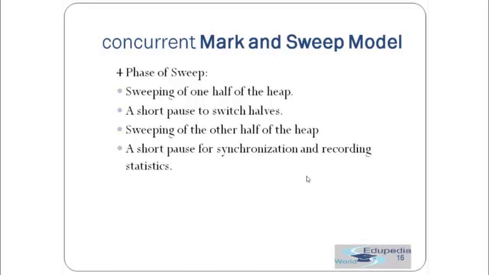Now let's see the four phases of sweeping. The four phases of sweeping in the concurrent mark and sweep model are: firstly, sweeping one half of the heap. After that, there is a short pause to switch the halves of the sweep, and then we sweep the other half of the heap. After that, a short pause for synchronization, recording and statistics takes place. So we need to record the statistics and do synchronization, and we take the pause for that. The pause activity happens when the thread is in a paused state, and sweeping happens when the thread is running. So this is how sweeping is done in the four-phase concurrent mark and sweep model.